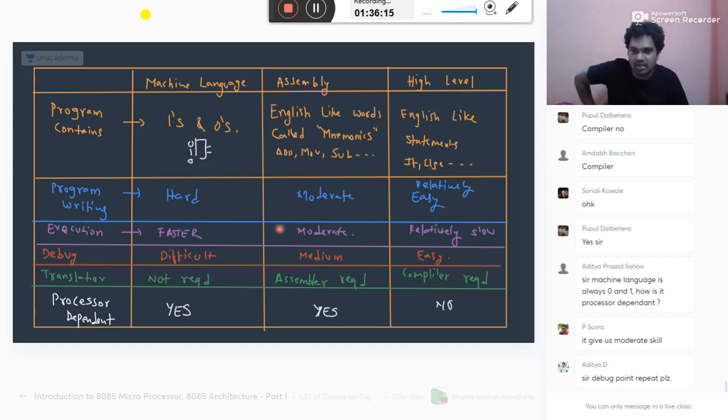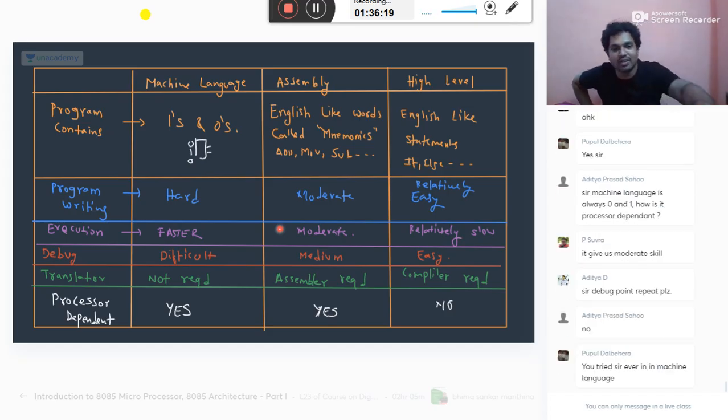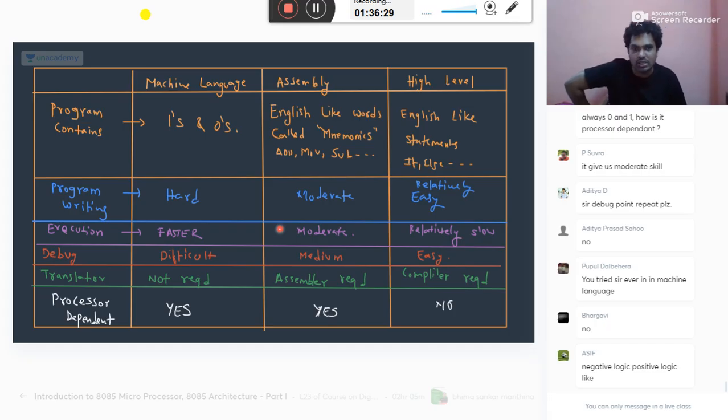I will repeat, Aditya. Ones and zeros are different for a different system. For different hardware, it will work differently. You give all ones for one system, it will give something. If you give all ones for some other system, it will do something. Not negative logic, positive logic.